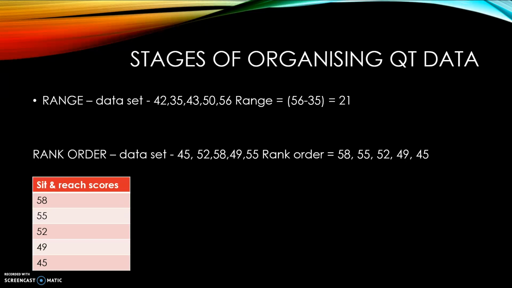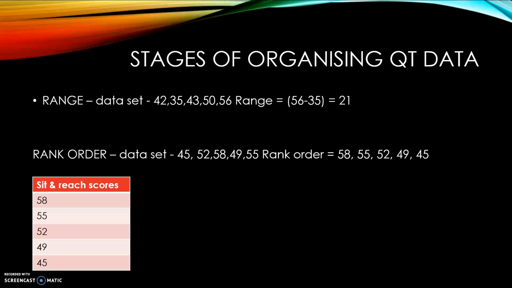Next is rank order. Rank order is simply placing an ordered list from the highest to the lowest. Rank order is used when n is less than 20 to avoid extensiveness of the list. For example, scores of young British female gymnasts' flexibility scores from the sit and reach test, as you can see. If the data sets are, for example, 45, 52, 58, 49, 55 in centimeters, then the rank order can just be arranged to 58, 55, 52, 49 or 45, showing the rank order of their data set from the highest to the lowest.